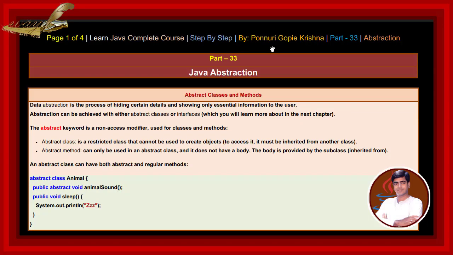In this session, let us learn about Java abstraction. Abstract classes and methods. Data abstraction is the process of hiding certain details and showing only essential information to the user. Abstraction can be achieved with either abstract classes or inheritance, which you will learn more about in the next chapter. The abstract keyword is a non-access modifier used for classes and methods.